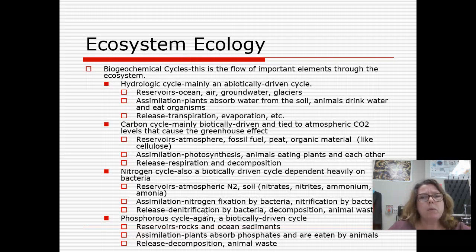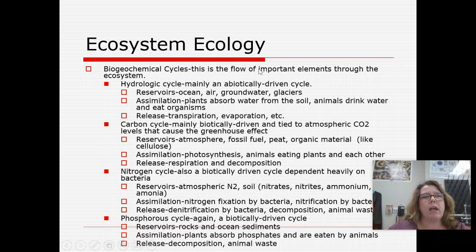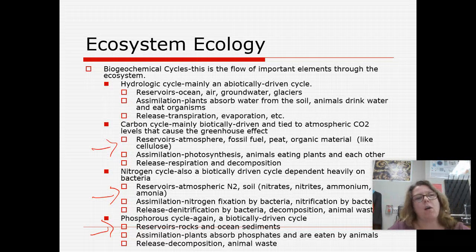But for the most part, if there was nothing living on the planet, water would continue to cycle because the water cycle is driven by the sun, right? It's powered by the sun. So that's why we say that it's primarily an abiotically driven cycle. The rest of the cycles, the carbon cycle, the nitrogen cycle, and even the phosphorus cycle, are biotically driven. The reason why they're said to be biotically driven is if you removed living things from the planet, this matter wouldn't move from place to place. It's driven by the activities of living things.